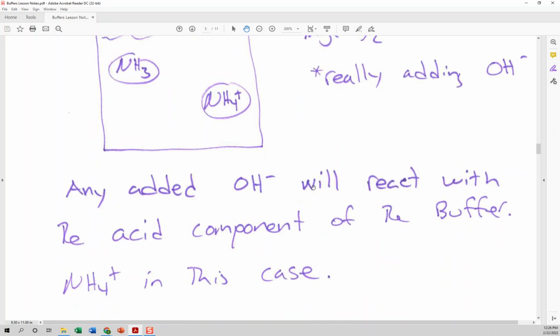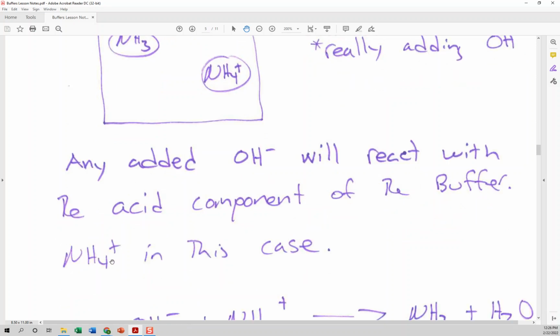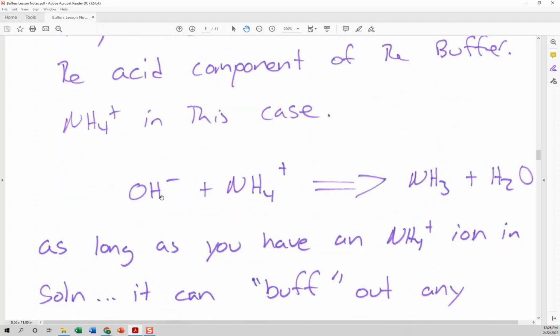Okay, so any added OH minus will react with the acid component. In this case, that's the NH4+. And what will happen is the OH minus will take an H+ away. You'll get ammonia and water. Okay, so notice any hydroxide added will react with ammonium and produce more ammonia. So you're going to be losing the ammonium, but you're going to be gaining the ammonia.